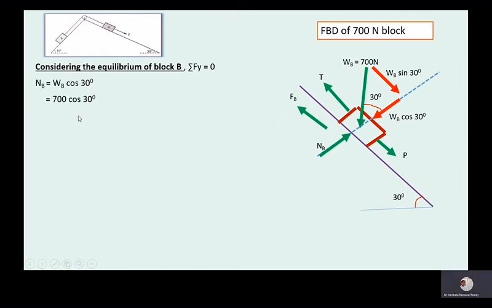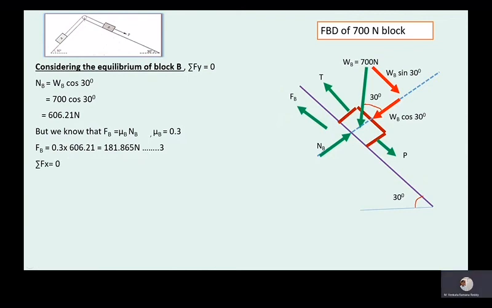But we know that FB is equal to mu into NB. Mu value is given in the problem. So FB is equal to mu B into NB. Mu value is 0.3, NB value is 606.21. That is FB is equal to 181.865 newtons.